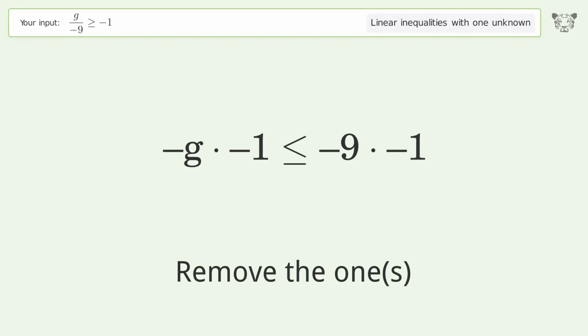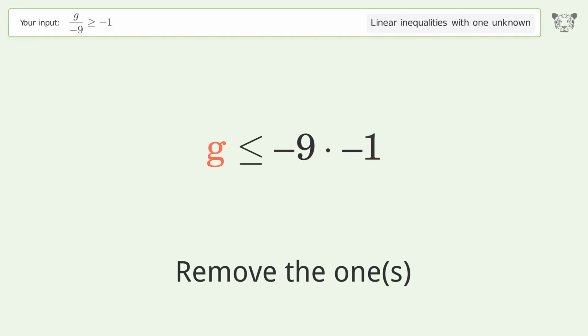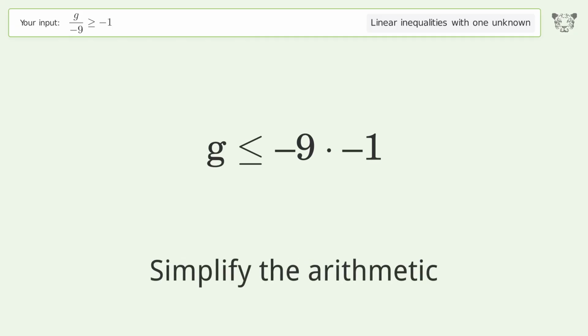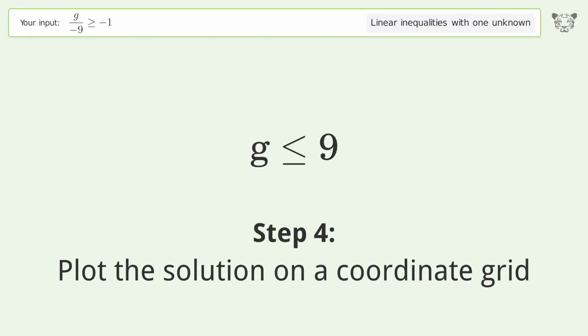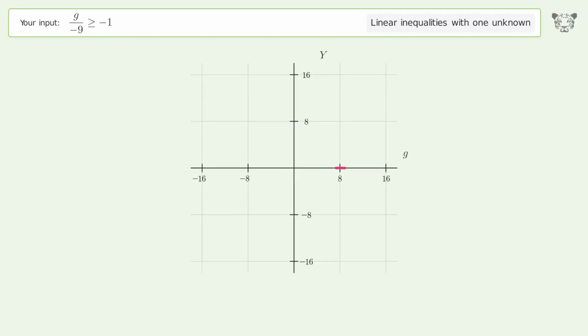Remove the ones. Simplify the arithmetic. Plot the solution on a coordinate grid. And so the final result is g equal or smaller than 9.